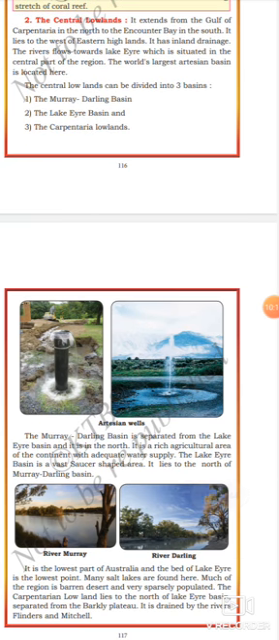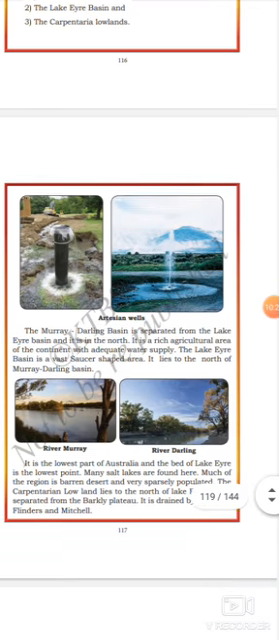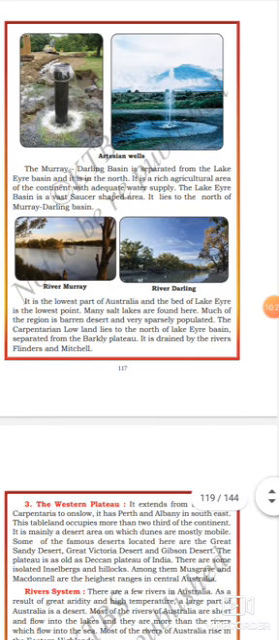Listen, the Central Lowlands can be divided into three basins. How many basins? Three basins. Let us see now one by one. The Murray-Darling Basin, the Lake Eyre Basin, and third one, the Carpentaria Lowlands.